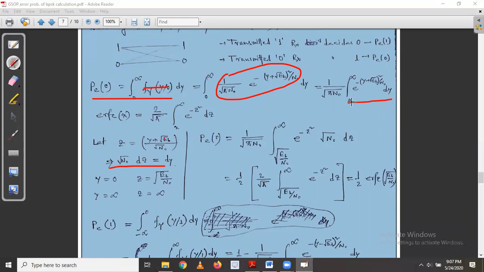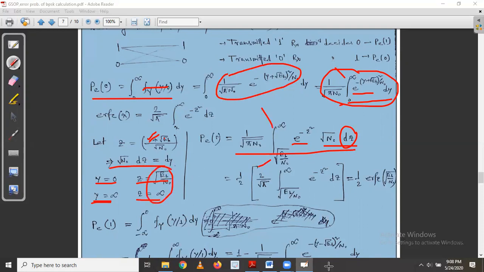For y, lower limit is 0, upper limit is infinity. If I put y equals 0 here, we will get something of z. Y equals infinity in the same equation, we will get something of z. So now this equation is arranged in this way. dy is replaced by dz: dy equals dz into root of N naught that I have written. The exponential term is now this one. The lower to upper limit is now this one.